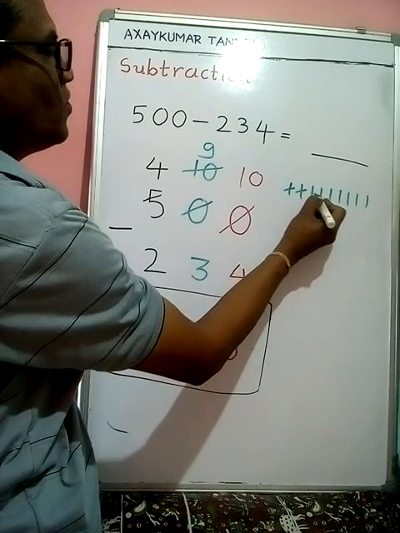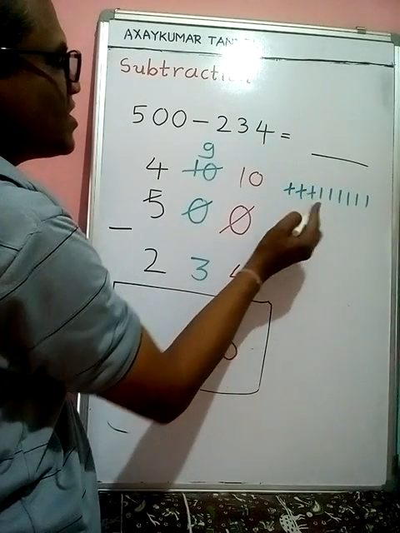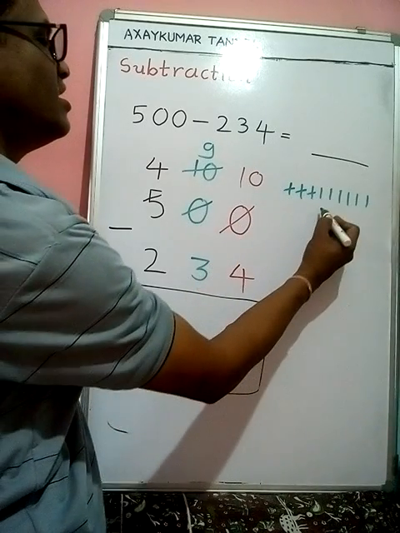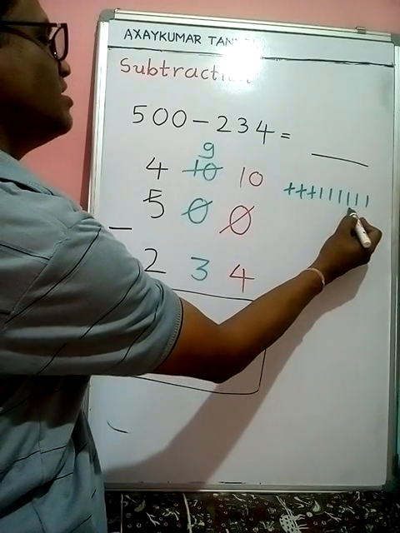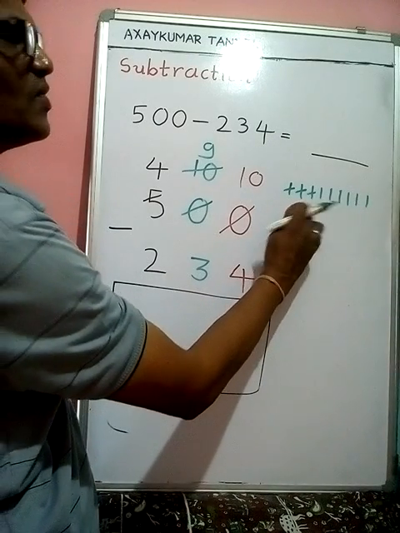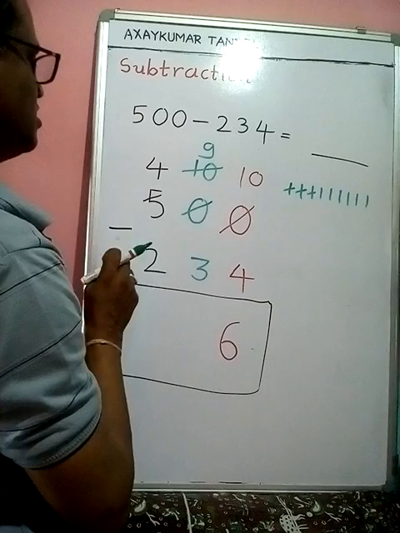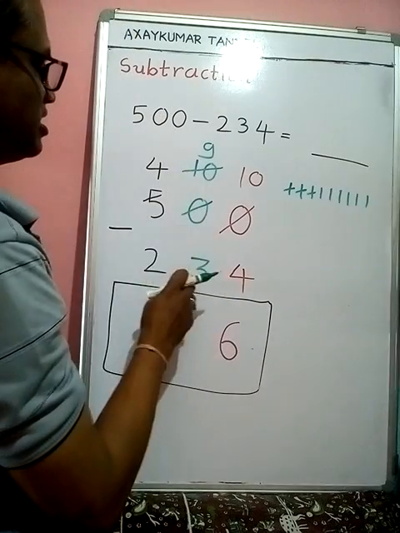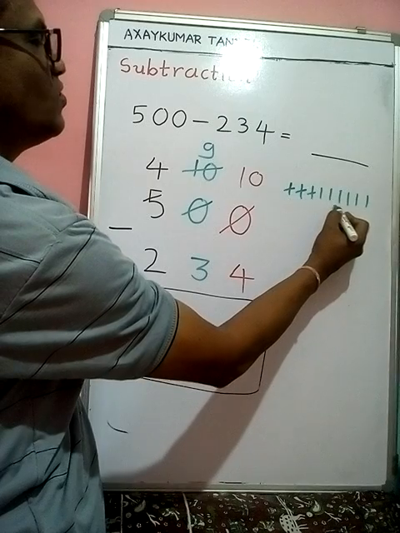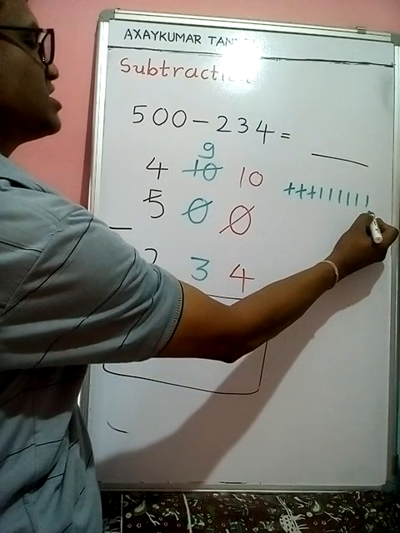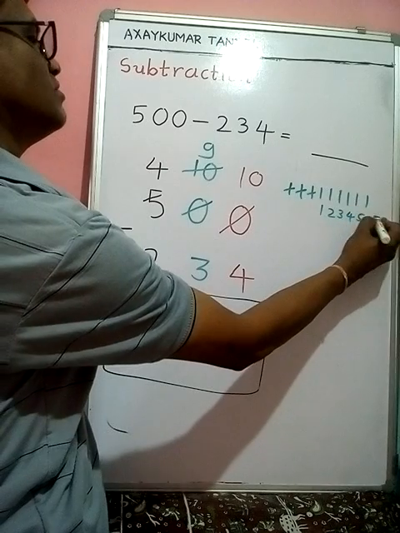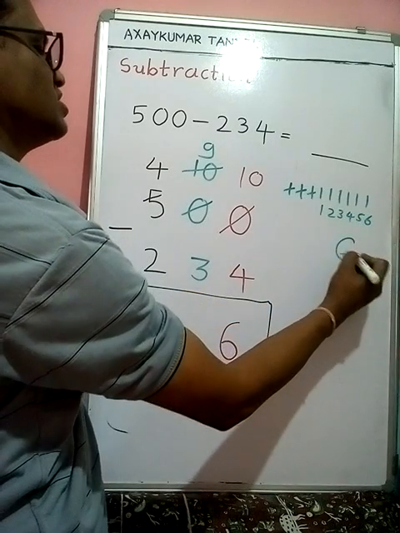1, 2, 3. Cut, cut, cut. How many saving? 1, 2, 3, 4, 5, 6. Only 3 cutting. Not more. Only 3. Okay, 3. How many saving? 1, 2, 3, 4, 5, 6.